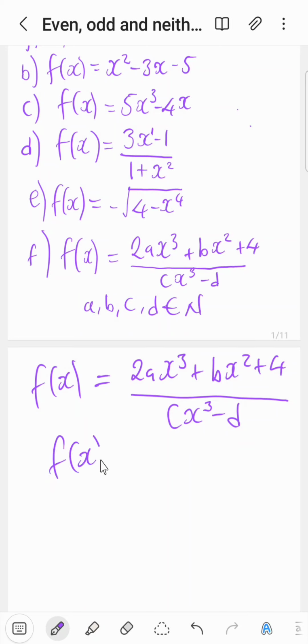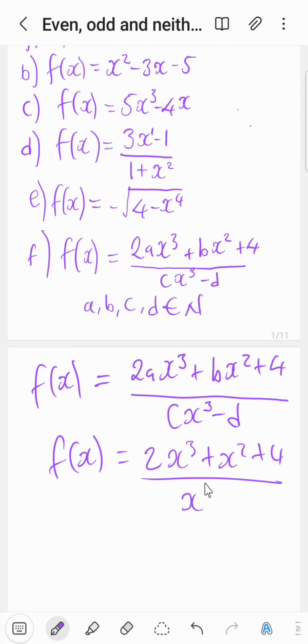So we can have 2x to the power 3 plus x squared plus 4 over x to the power 3. So we're imagining it's 1, so minus 1. Okay, let's go now. Sure, you have your answer in your mind, and let's now work towards your answer. If it doesn't come to be your answer, then I'm sorry.